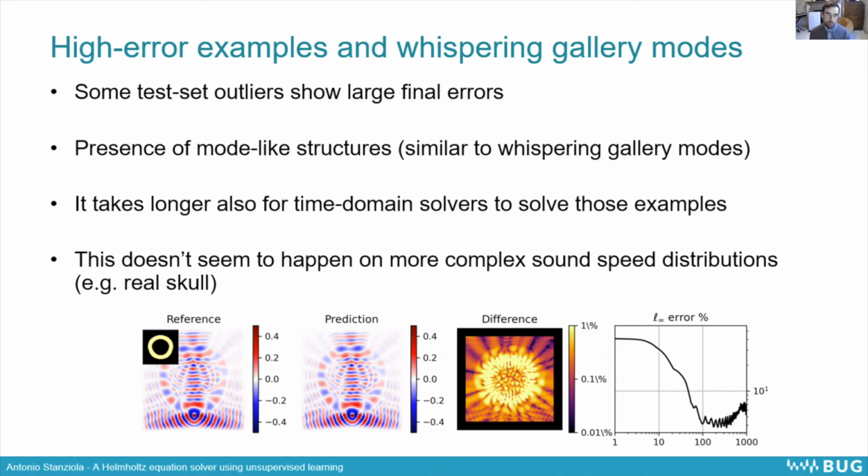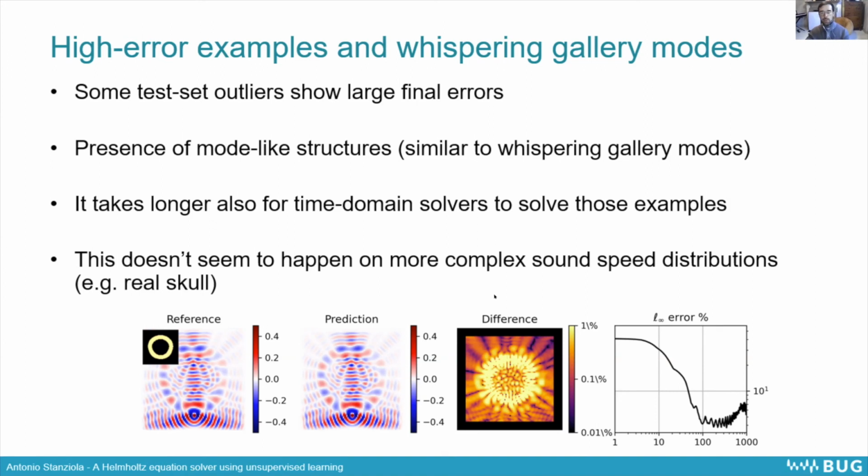I just want to briefly mention a couple of things about those outliers that we've seen in the results. There are some situations in which the neural network gets it very wrong. We can get errors up to 10% of the true wave field. If you look at the wave field itself, they're not super different. The bulk of the wave field has been reconstructed, but there are some modal structures that are not well predicted by the network, and sometimes you even get the network to diverge.